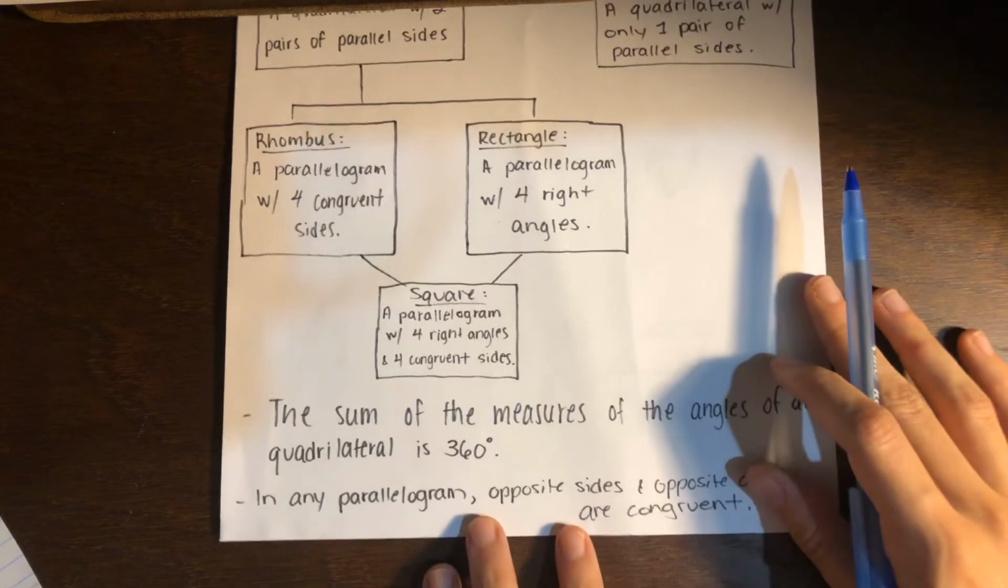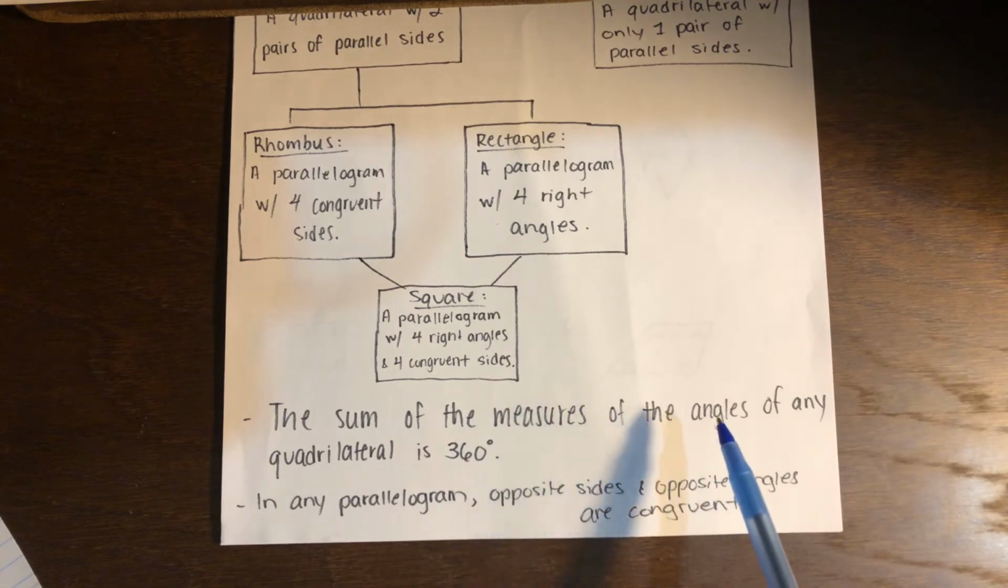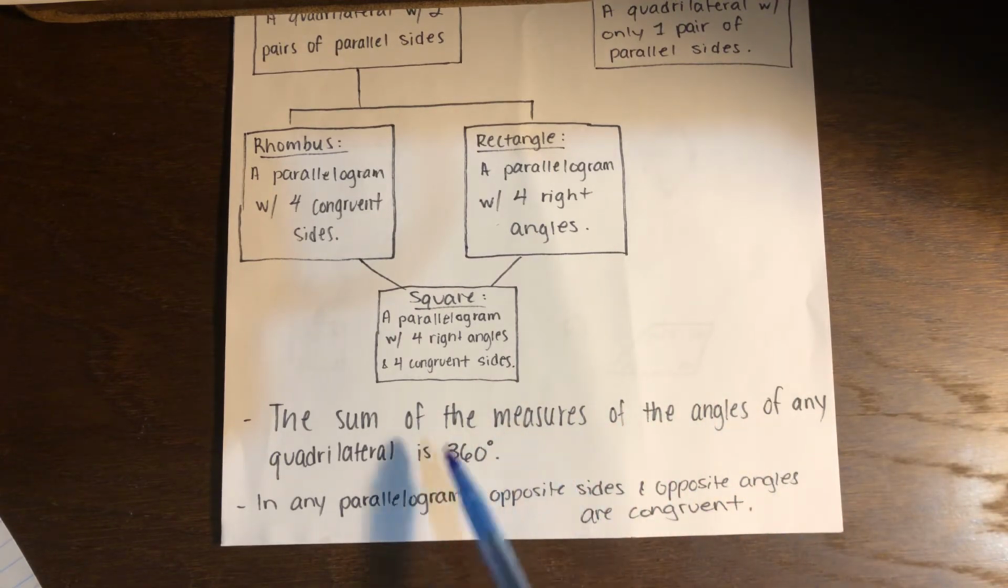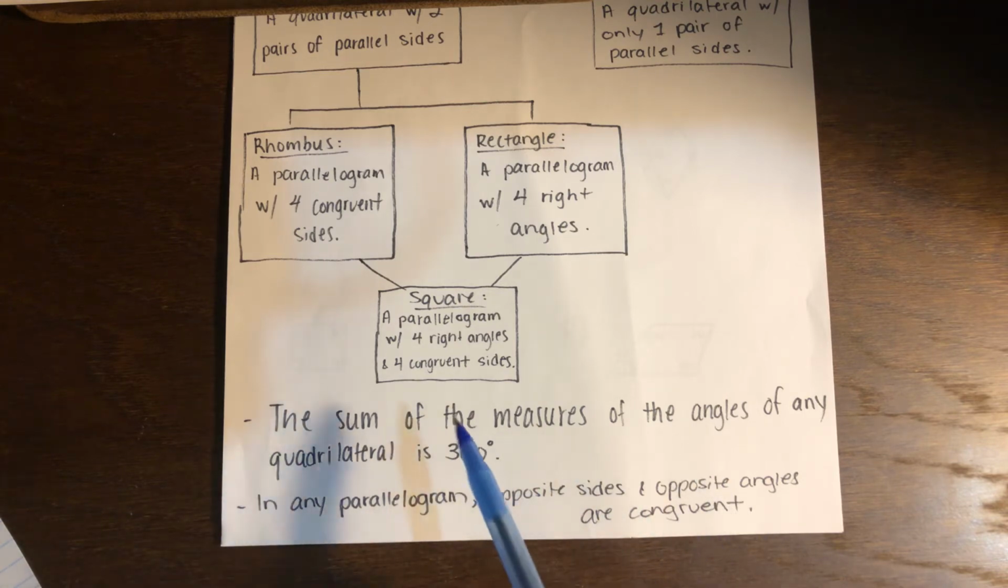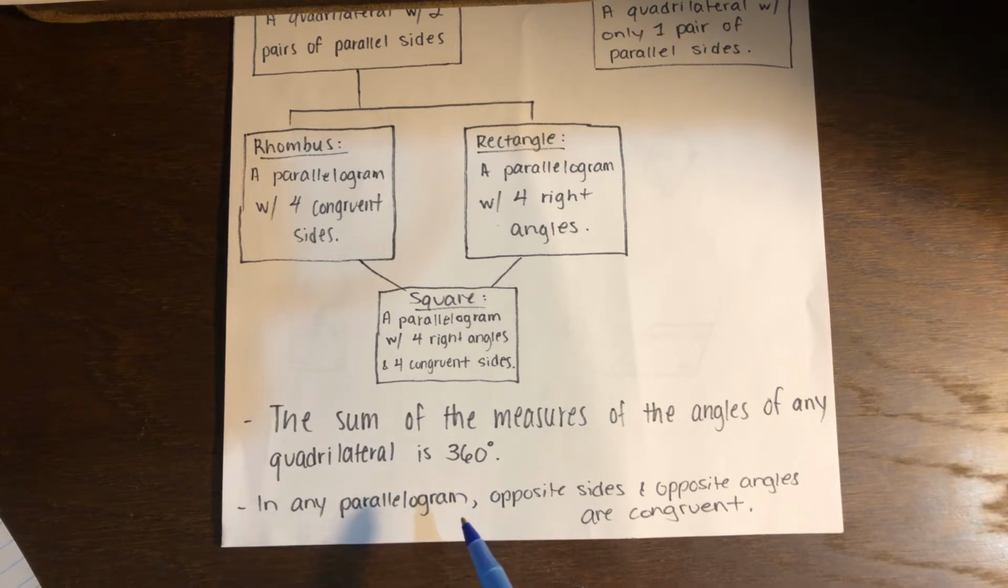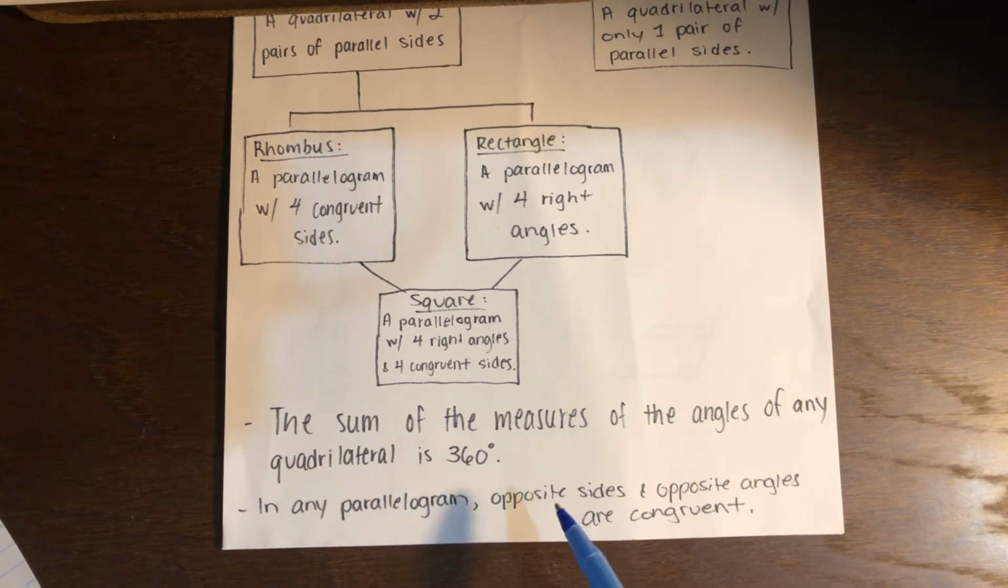Then next we're going to be talking about how the sum of the measures of the angles of any quadrilateral is 360 degrees. Inside our shape we have angles, right? And when we add them all up, they're going to be 360. So in any parallelogram, opposite sides and opposite angles are congruent.